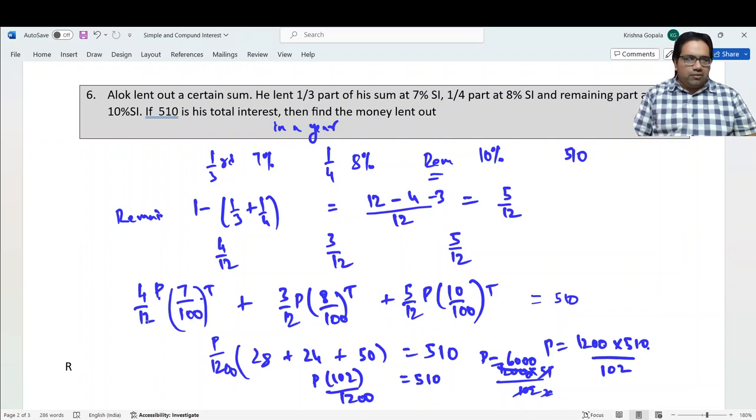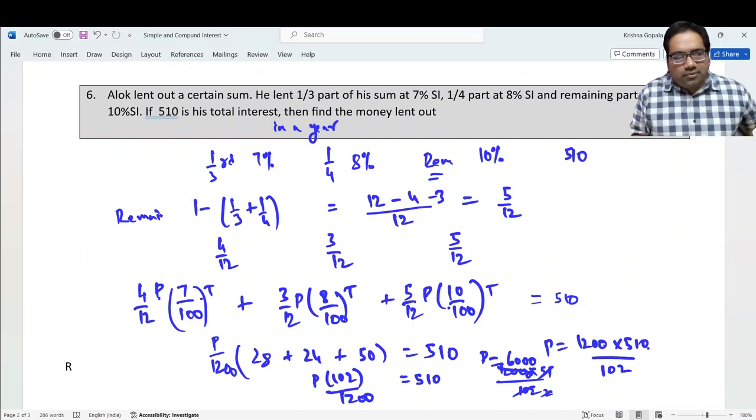P by 12 into 100, we are taking this out. Then 4 into 7, 28, plus 3 into 8, 24, plus 5 into 10, 50. 28 plus 24 plus 50 is 102. P by 1200 into 102 equals 510. P is equal to 1200 into 510 by 102. The 0 will move here, 51 goes 2 times, and 2 goes 6000 times in 12,000. So the answer is 6000.